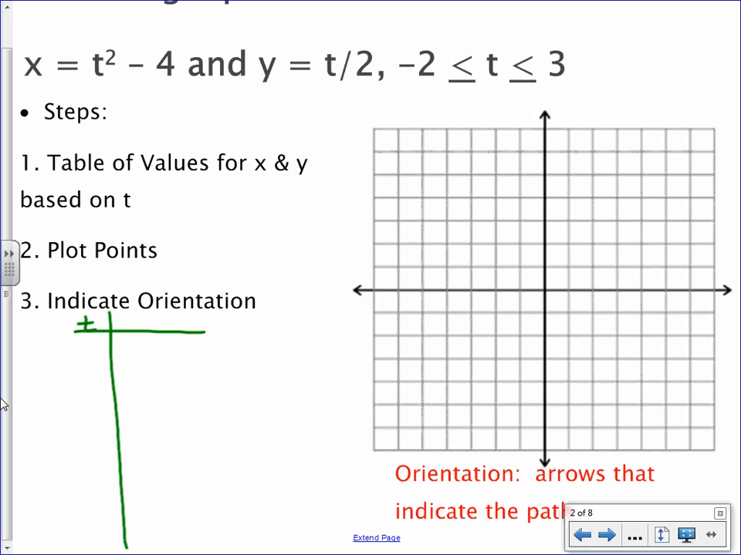So what we're going to do here, we're going to make a T, X, Y table. Where do they want us to begin with t? They want us to begin at -2. So when we plug -2 in for t in the x equation, what do we get? 0. So x is 0. When we plug -2 in for the y equation, we get -1. So we have the coordinate (0, -1).